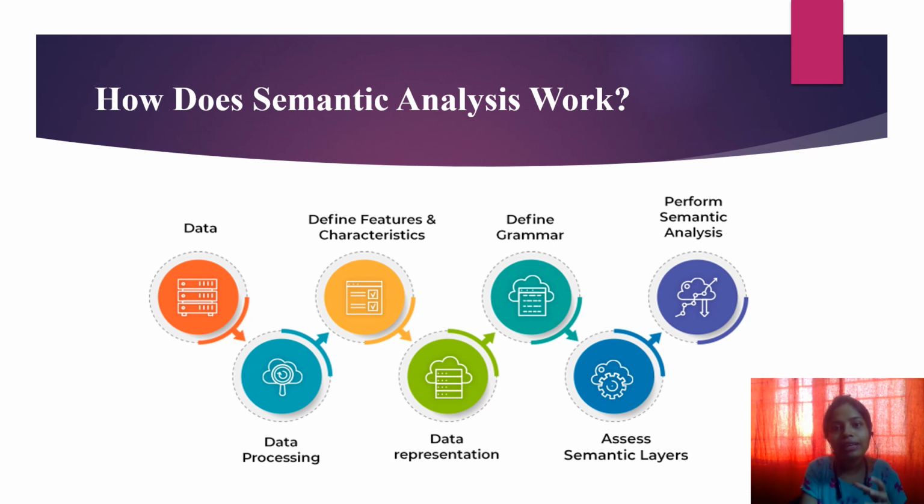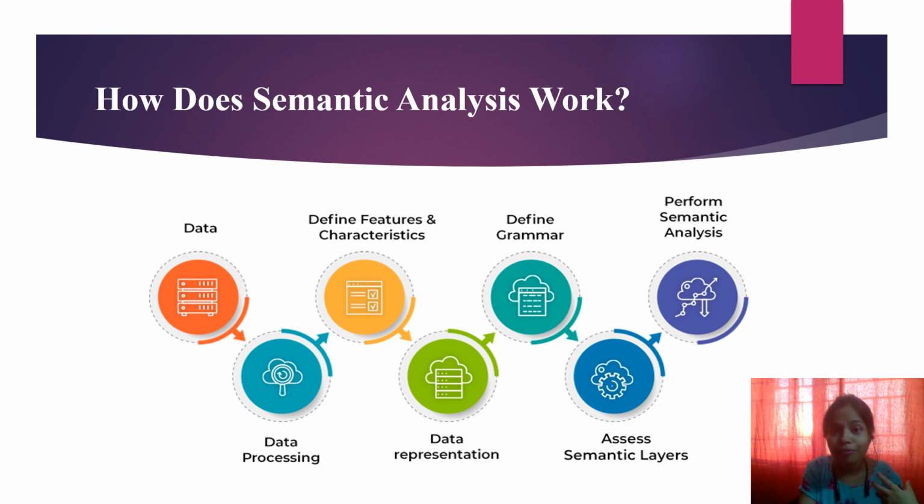The next is defining features, parameters, and characteristics of processed data. Think of this like picking the important parts of the recipe. In semantic analysis, we decide what details are crucial to understand the text, like finding the main ingredients in a recipe. The next step is data representation. Imagine turning the words into pictures or symbols. In semantic analysis, it means changing words and sentences into a format that a computer can understand easily.